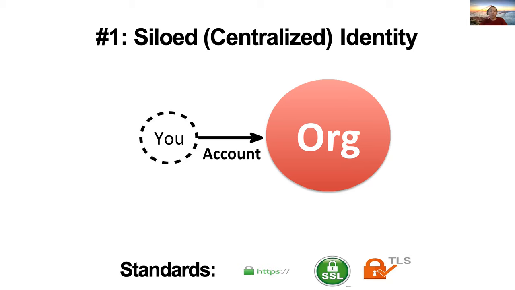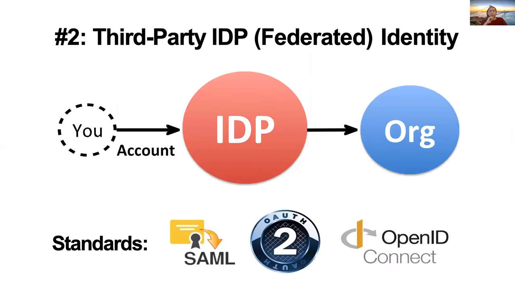Yeah. The second is third party IDP identity. IDP stands for Identity Provider, and it's also called Federated Identity. So here we have some identity provider in the middle between a user and some organization, right? The plus here is that you can use one account with many organizations which are in a sort of federation, which gives you some flexibility and more user friendliness.